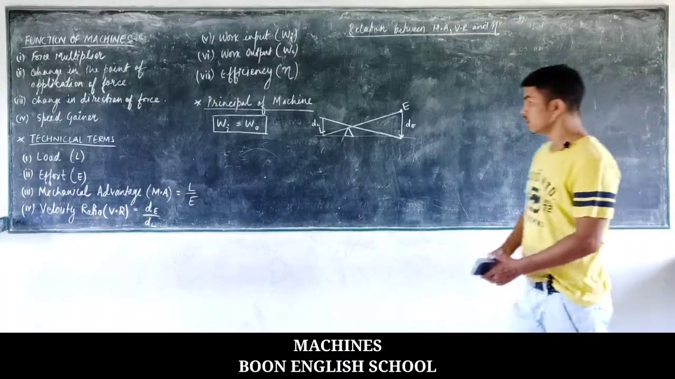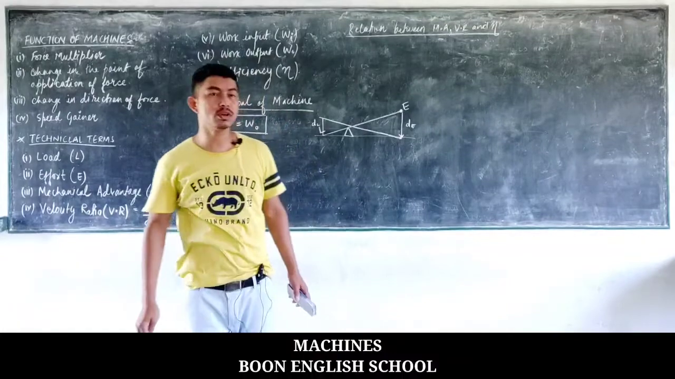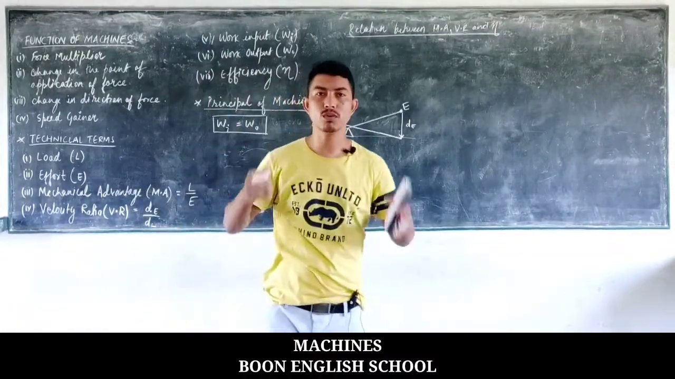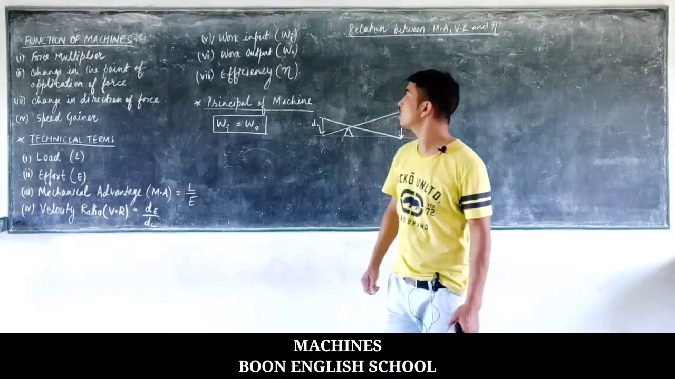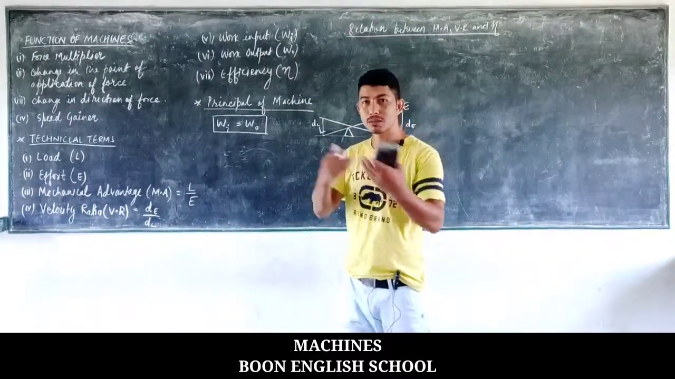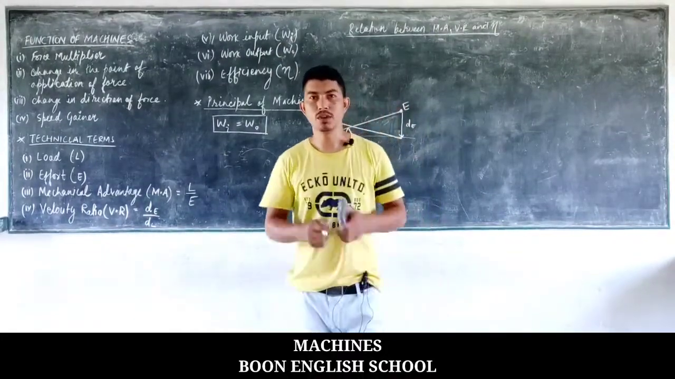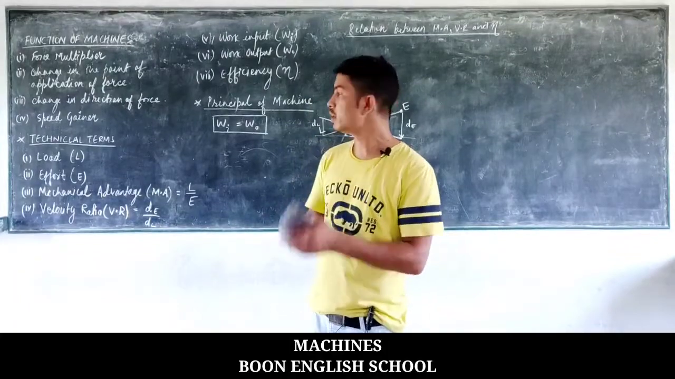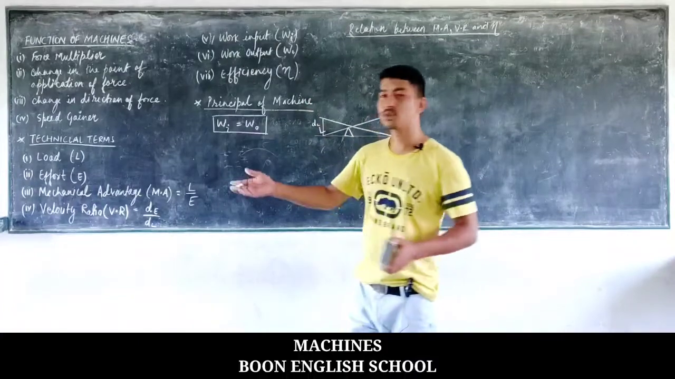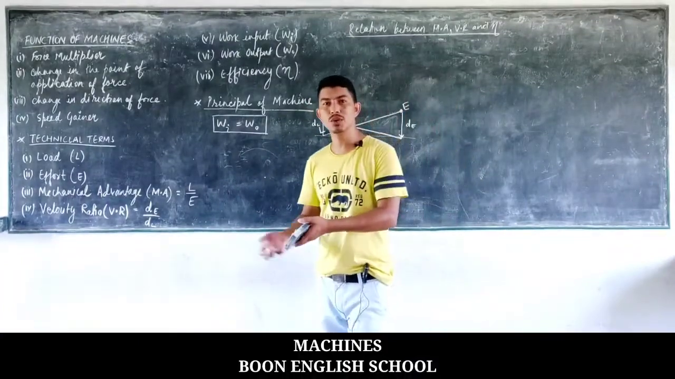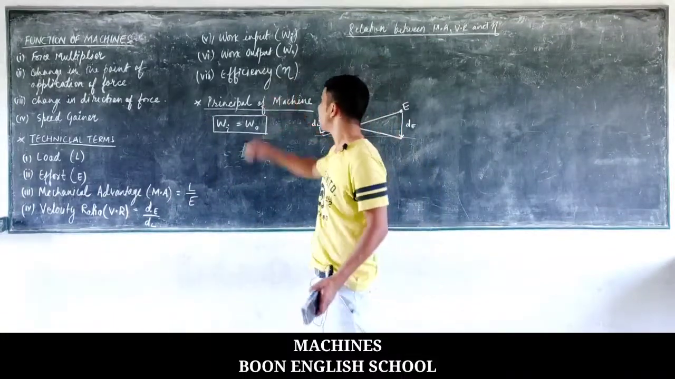Then we have the work input and the work output. What is the work input? The work input is the work that we are doing on a machine, and the work output is the work that the machine does. For example, take a hand pump. What is the work input? I pump its handle. That is the work input, the work I am doing on a machine. The hand pump pulls the water out of the well. That is the work output.